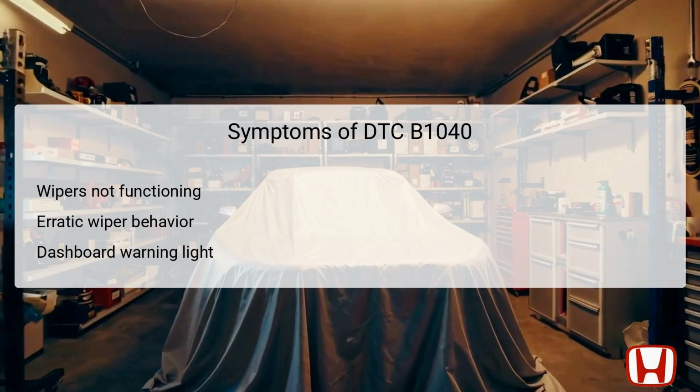In many cases, a warning light may be displayed on the dashboard, indicating an electrical fault within the body control system. Drivers should be aware that these symptoms compromise safety by reducing driver visibility during rain or snow. Addressing these issues promptly is vital to ensure the functionality of the vehicle and enhance safety while driving in inclement weather.